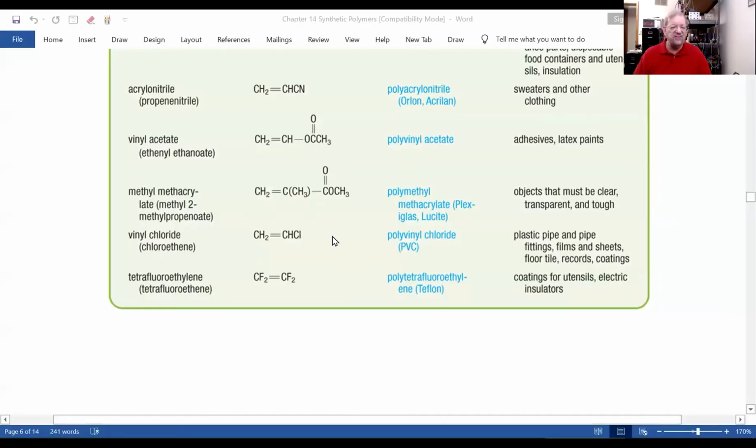And one thing I do want to talk about is vinyl chloride. That's when L is a chlorine. And when you put a lot of them together, we call that polyvinyl chloride, and we call it PVC for short. And if you look in your bathroom or other places in your house, you know the white pipes for your plumbing, plastic, that's PVC, polyvinyl chloride. And that's an addition polymer where it's the same monomer linked over and over again.